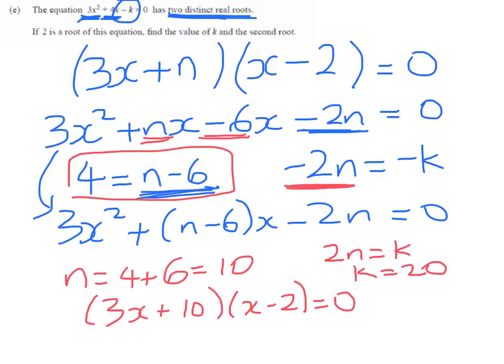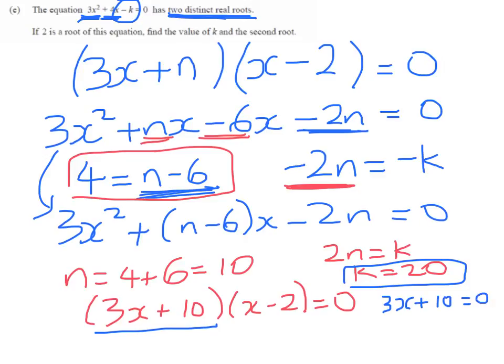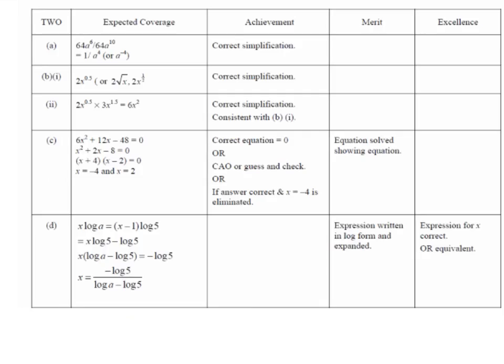So we found the value of k, and the value of the second root comes from solving 3x plus 10 equals 0. So we get x is equal to negative 10 over 3. Okay, so if 2 is a root, find the value of k. Have we done that? Yes. K is equal to 20. Have we found the value of the second root? Yes. The value of the second root is negative 10 over 3.